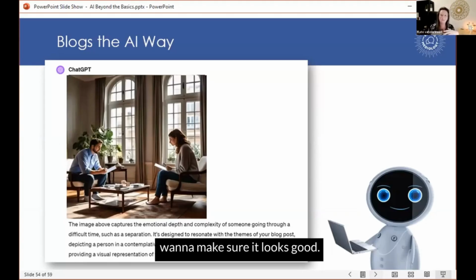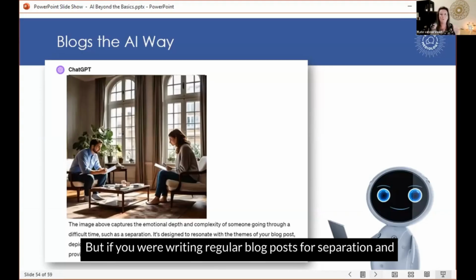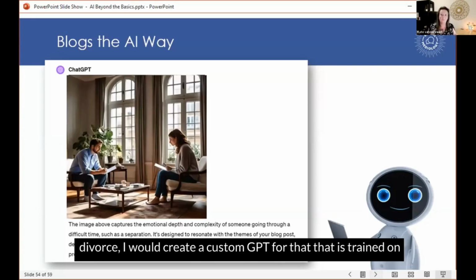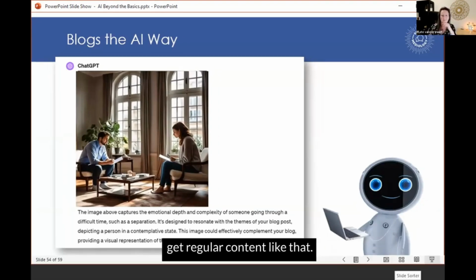You want to read it. You want to make sure it looks good. You want to change some of it so that it's your look and feel. But if you were writing regular blog posts for separation and divorce, I would create a custom GPT for that, trained on my website, my philosophy, my language, my style, so that I can get regular content like that.